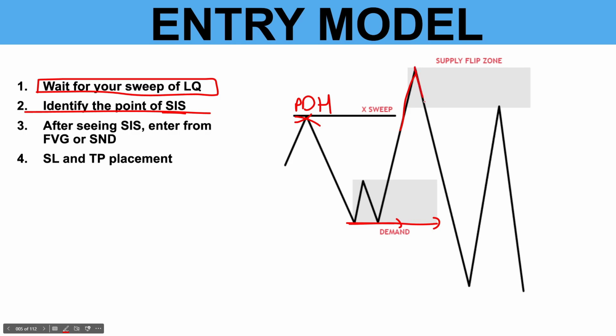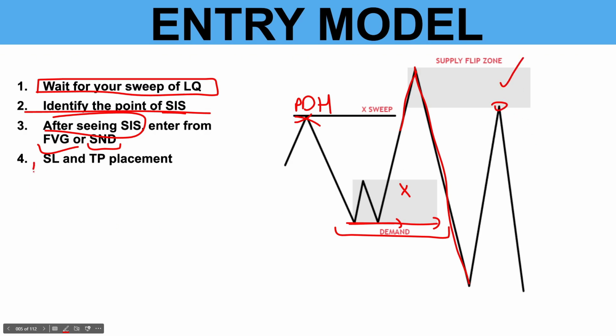We would wait for price to get rid of this low, and then we will look for step 3, which is after seeing the shift in structure, enter from a fair value gap or a supply and demand zone. So in this case, we enter from a supply flip zone because we got rid of the demand, and then we move on to the supply, and this is where we enter from.